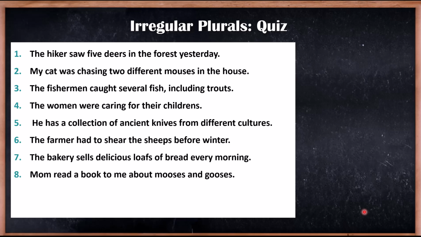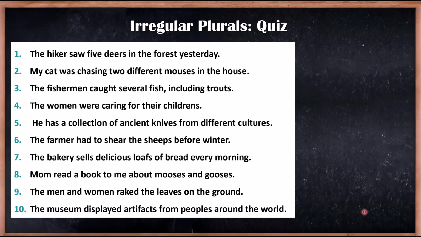Number 8. Mom read a book to me about mooses and gooses. Number 9. The men and women raked the leaves on the ground. And finally, number 10. The museum displayed artifacts from peoples around the world.